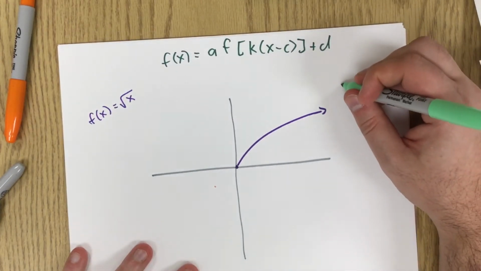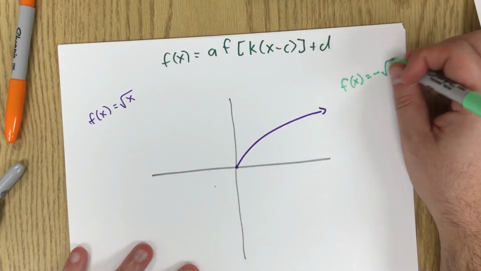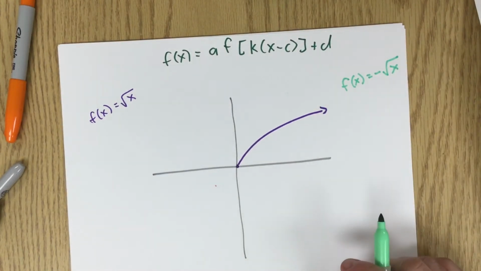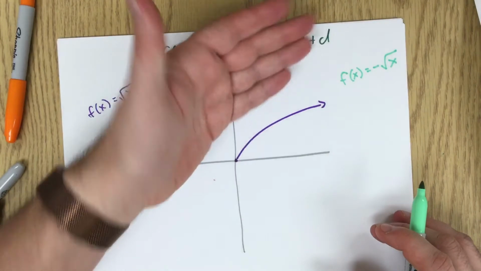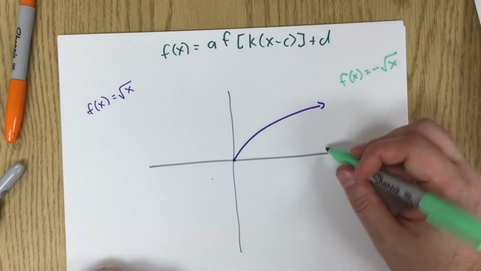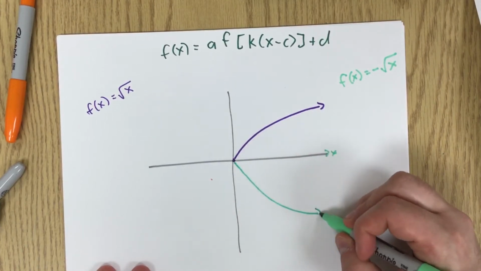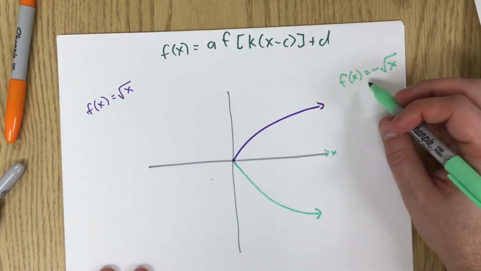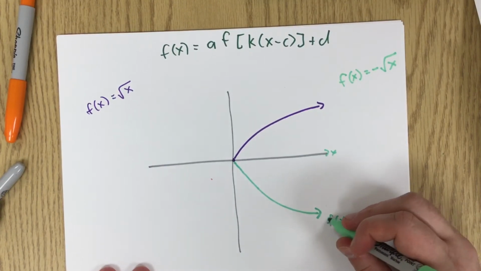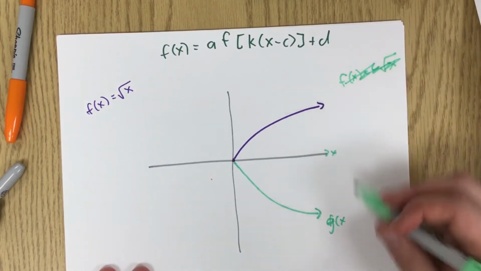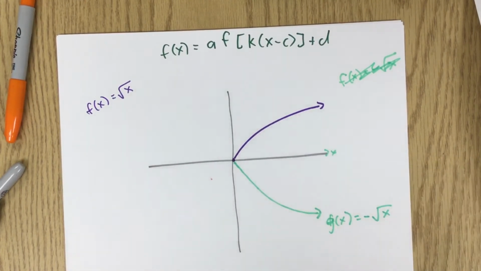What we can have is f of x equals minus root x. And when there's a negative in front, that's going to be called a reflection. So that's a reflection. It's going to reflect over the x-axis. This is the x-axis. And it's going to look something like this. So that's actually down there. This is f of x. I should use a different letter. g of x is minus root x.